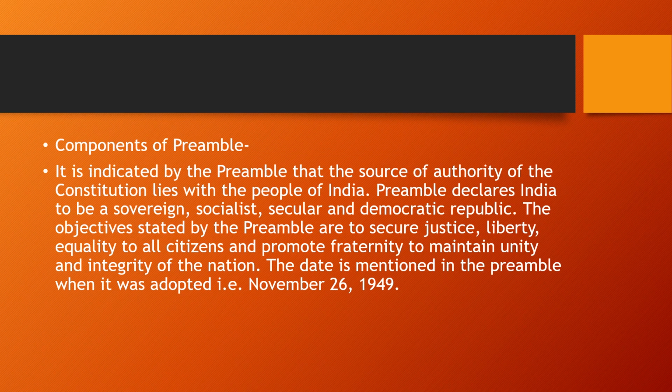Components of the preamble. It is indicated by the preamble that the source of authority of the Constitution lies with the people of India. Preamble declares India to be a sovereign, socialist, secular, and democratic republic. The objectives stated by the preamble are to secure justice, liberty, equality to all citizens and promote fraternity to maintain unity and integrity of the nation. The date is mentioned in the preamble when it was adopted, i.e., November 26, 1949.